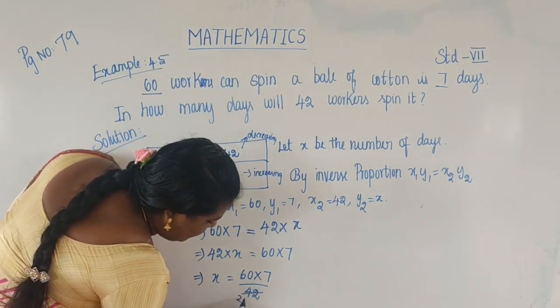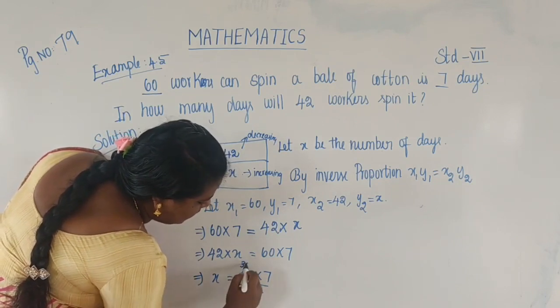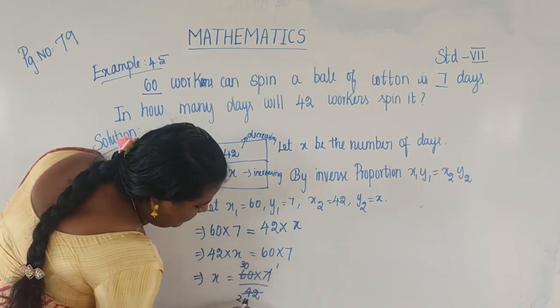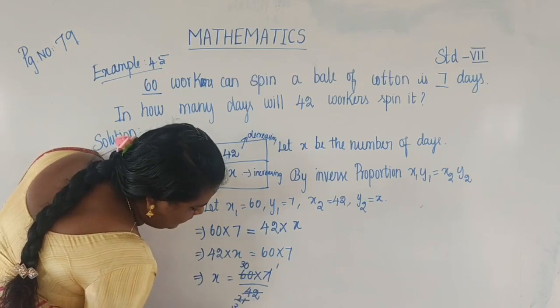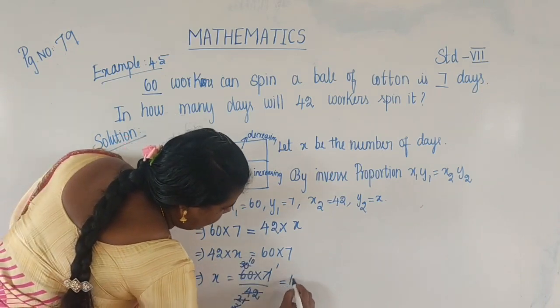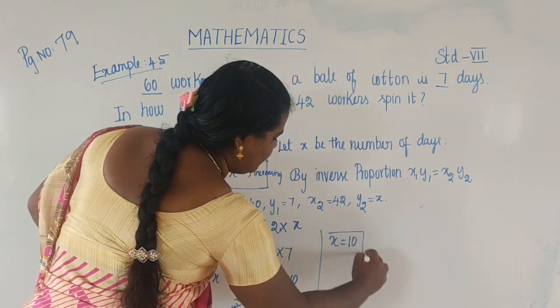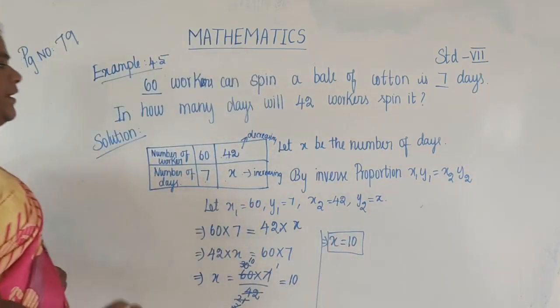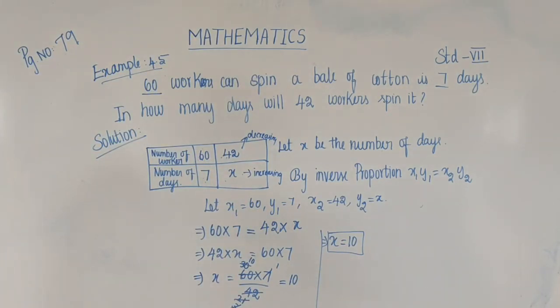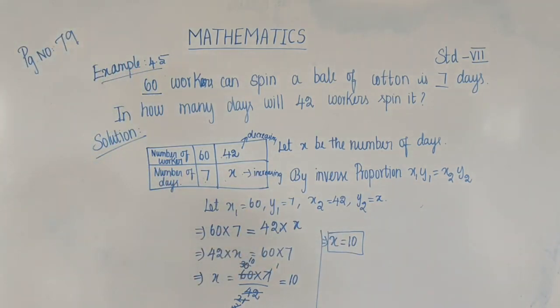2 2s are 4, 1 2 is 2, 3 2s are 6. 1 7 is 7, 3 7s are 21. 1 3 is 3, 10 3s are 30, so 10. So the x value is 10. Therefore x equal to 10. So the number of days is 10. In 10 days, 42 workers will spin a bale of cotton.